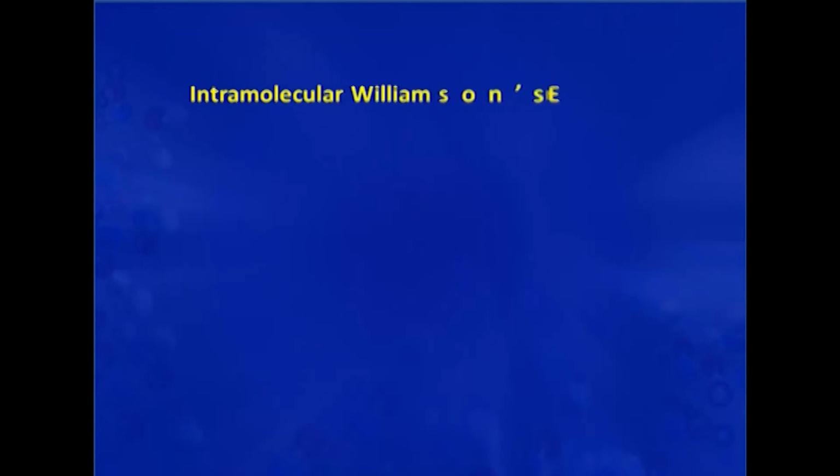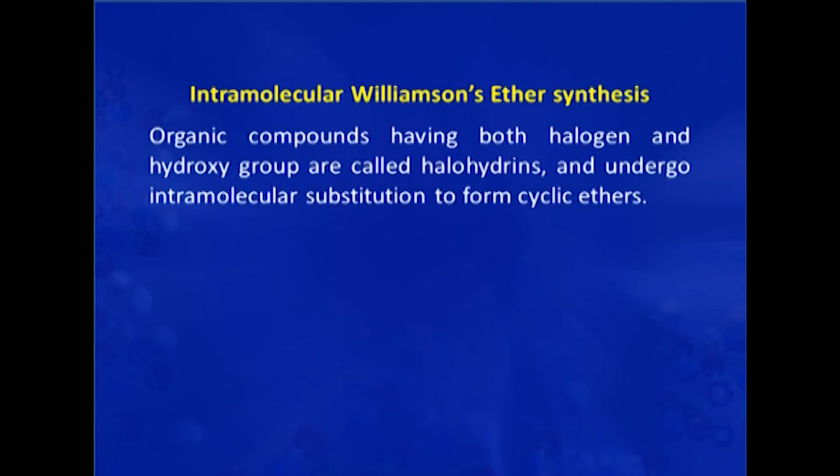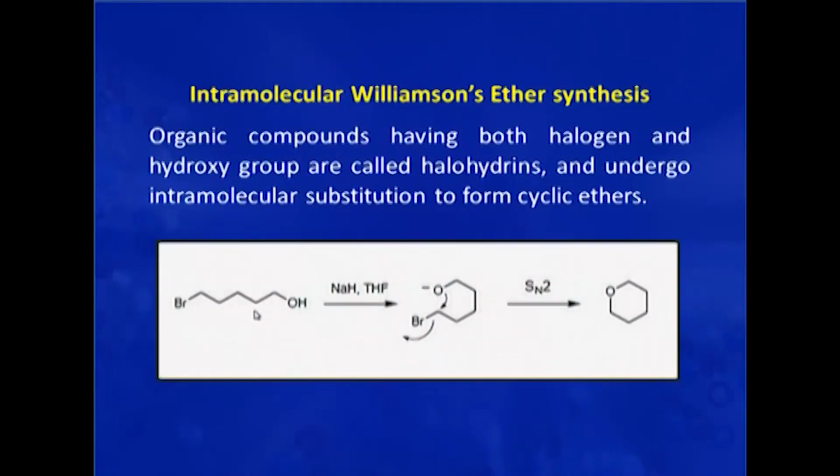We will now discuss the intramolecular Williamson synthesis, which results in the formation of cyclic ethers. Actually, here we utilize a class of compound called halohydrin. Halohydrins are the compounds which contain a halogen atom and a hydroxyl group. Like in this case, you can see that 5-bromopentanol has a hydroxy group and a bromine attached to it.